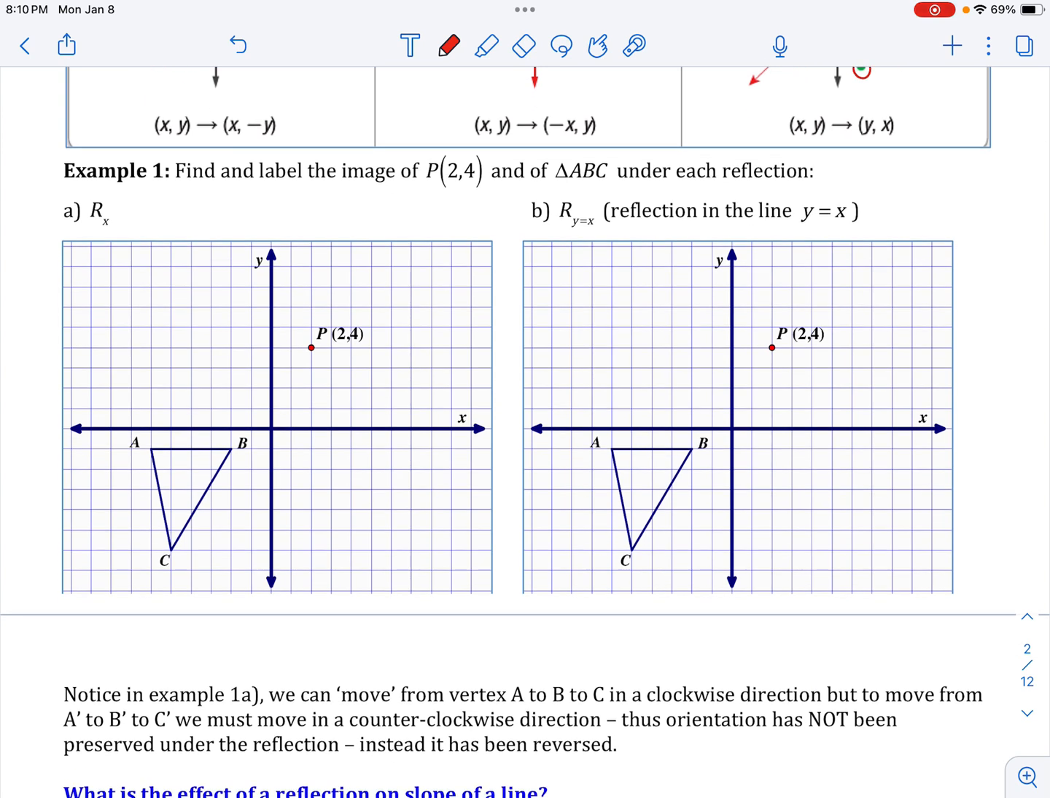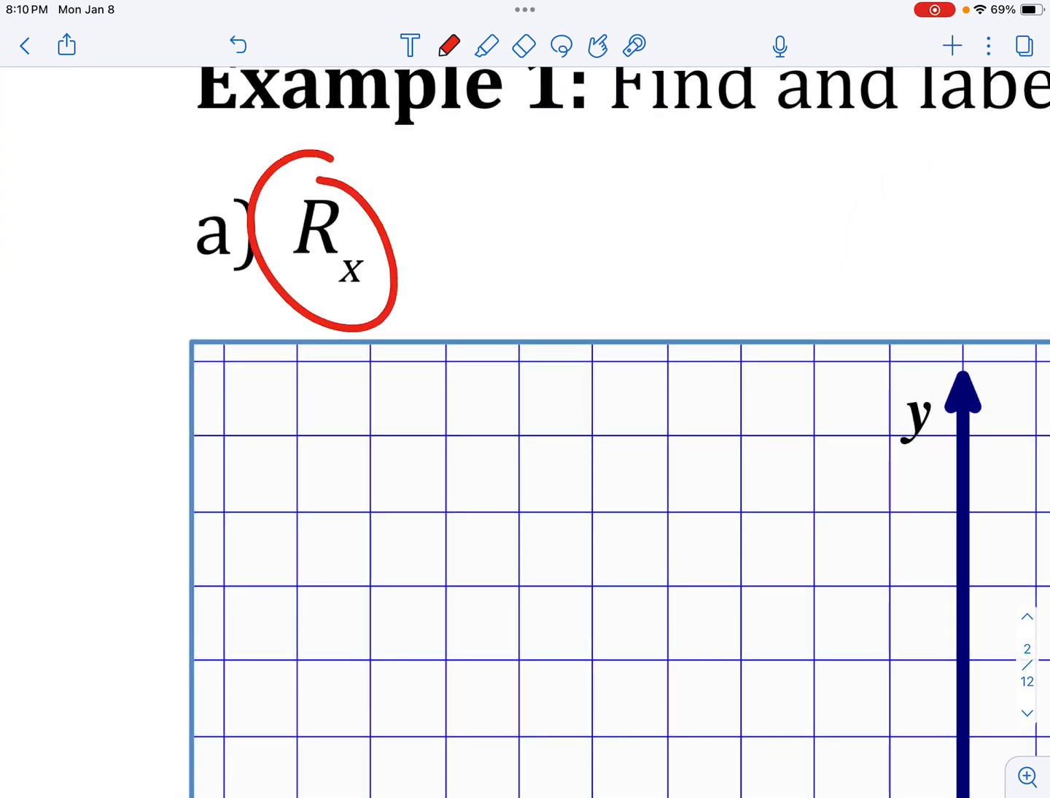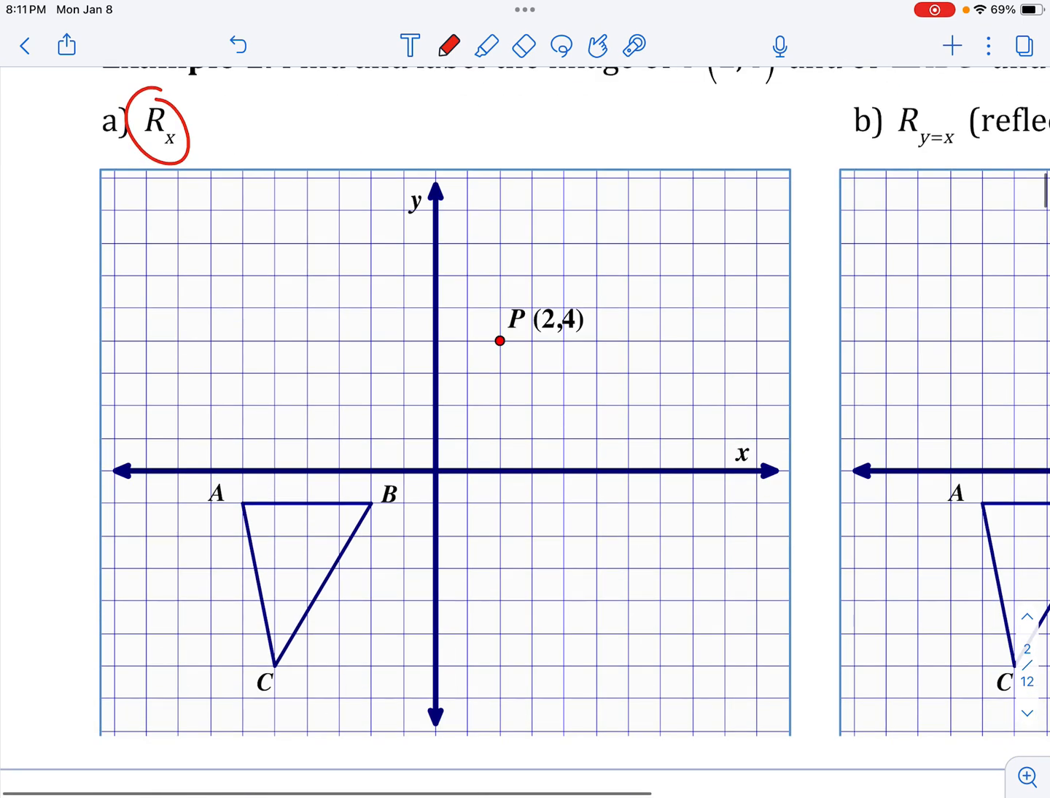Okay, let's do some of this. Find and label the image of point P, which is at (2, 4), and triangle ABC under each reflection. The reflection they told us we want to do here is, oh, that's another thing they can do for a line. If it's a coordinate one and they just put x or y, that implies they mean the x-axis. So we are reflecting point P over the x-axis, which we already did in Algebra 2. That was pretty easy. We're going to call that P prime.